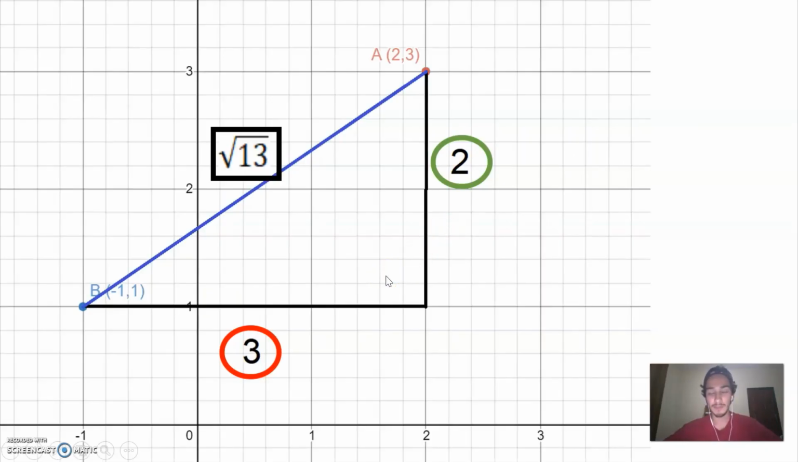Coming back to these two points, we'll notice that the distance between them is boxed and their components are circled. The x component is circled in red and the y component is circled in green. But this isn't quite a vector yet, because we don't know which direction we're going. And that's going to be determined by which point we choose as our initial point and which point we choose as our terminal point.